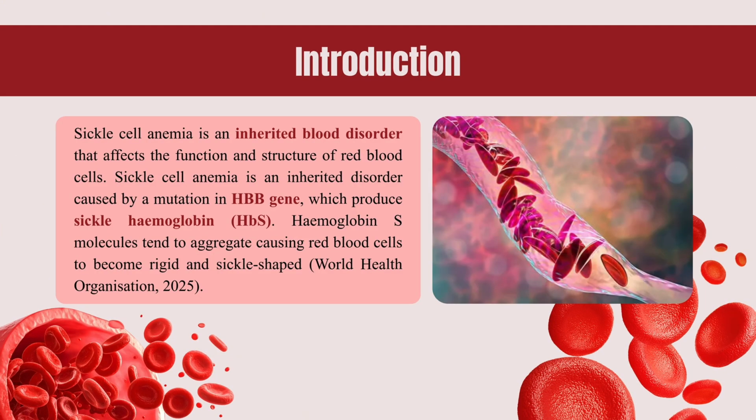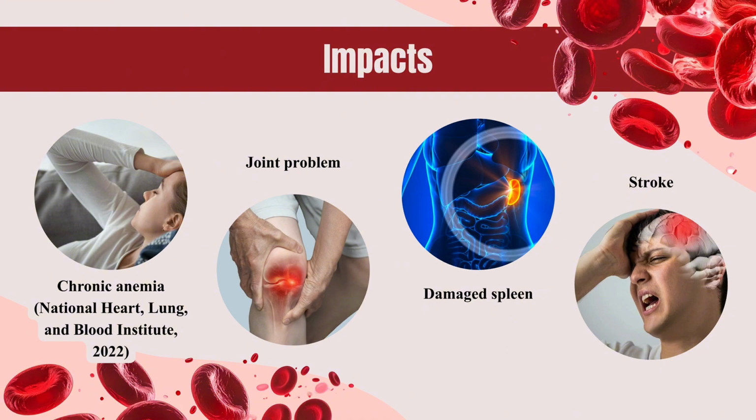To begin with, sickle cell anemia is an inherited blood disorder that affects the structure and function of red blood cells. This disease is caused by a mutation in the HBB gene, which produces a normal form of hemoglobin known as hemoglobin S. Under low oxygen conditions, hemoglobin S molecules tend to aggregate, causing red blood cells to become rigid and sickle-shaped. As these rigid sickle-shaped cells obstruct blood vessels, they cause several serious complications.